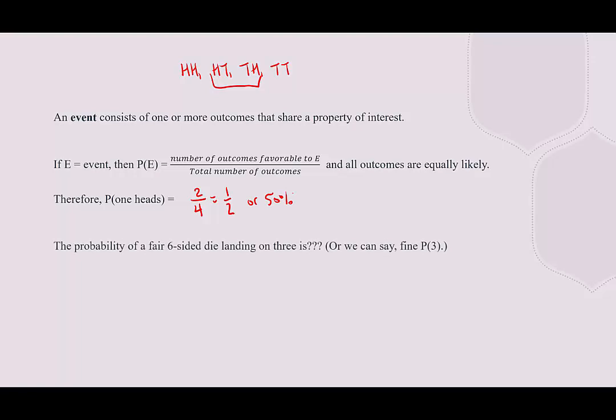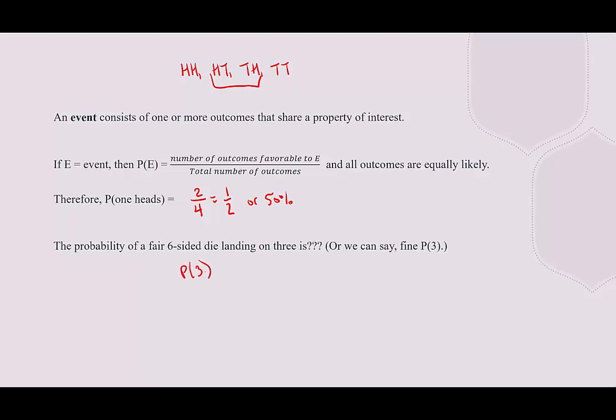The probability of a fair 6-sided die. Die is singular for dice, right? That's the number cubes with the dots on them. The probability of a fair 6-sided die landing on 3 is, or we can say P of 3. The probability of a 3.